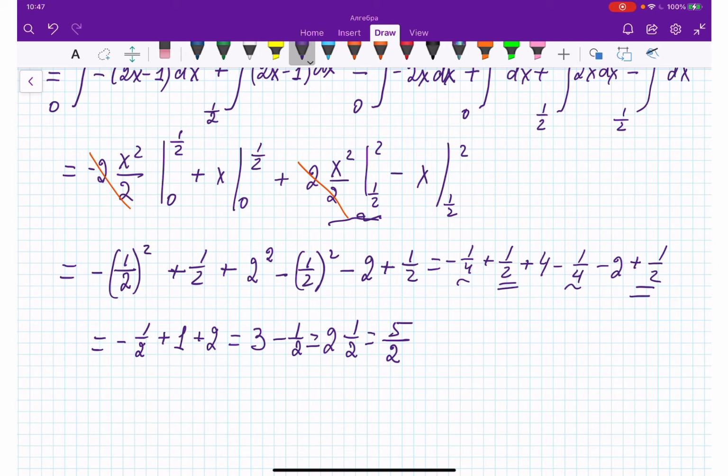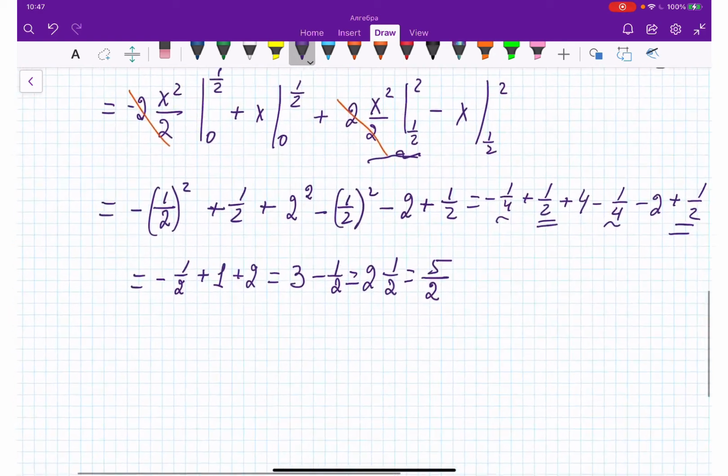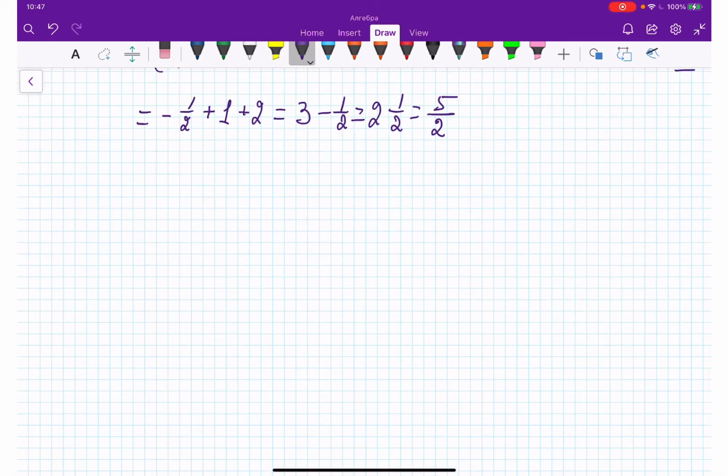Moving to the next one. Next, it's going to be question number 2. We need to find the area bounded by the graph of y equal to x squared minus 3x plus 2.